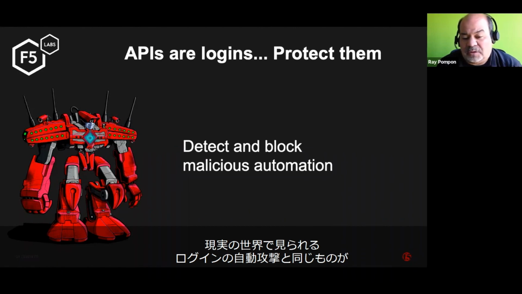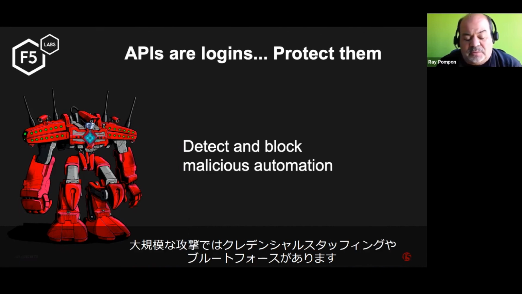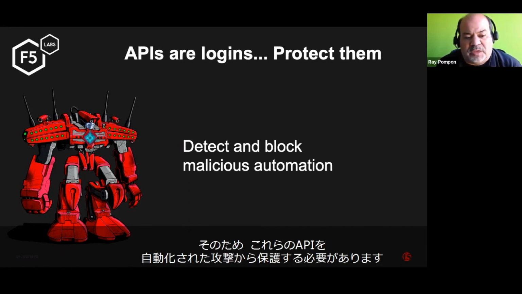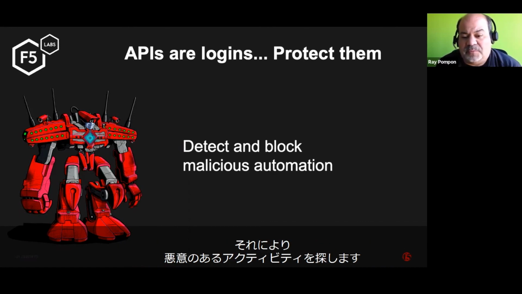All the same automated attacks we see in the real world for logins can happen here to an API. And the big ones are credential stuffing and brute forcing, but also you see the simple things like SQL injection. So you need to protect those APIs from automation attacks. And one of the ways we do that is with an API gateway that's actually looking for automation. It's looking for malicious activity.